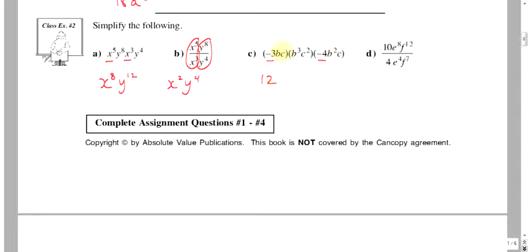Positive 12. I have a b times a b cubed times a b squared. How many is that? 3, 4, 5, 6. Right? Don't forget the b to the 1. How many c's? 1 there, 2 there, 1 there. 1 and 2 is 3, and 1 is 4. Okay? Just do one at a time. Again, if it helps, rewrite it out. Just rearrange it. Okay?